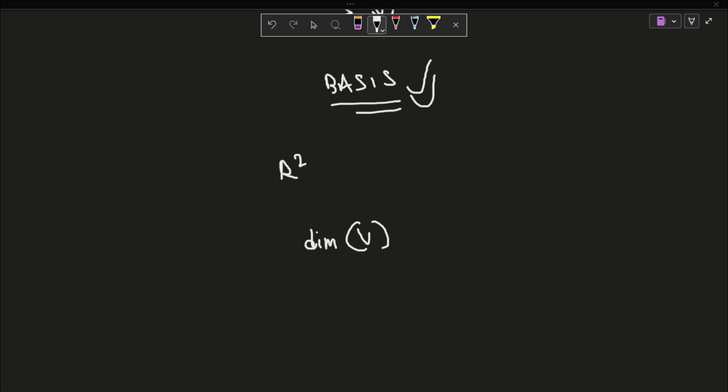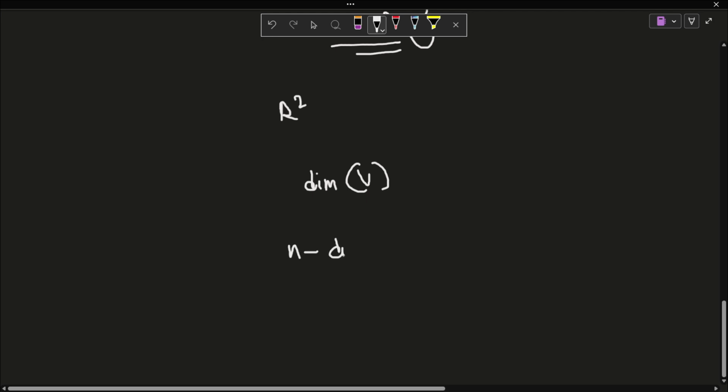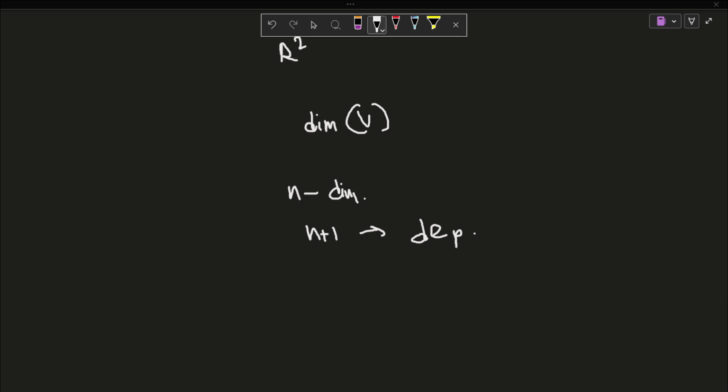Okay, and that brings us to another theorem. So if you have an n-dimensional vector space, then n plus 1 vectors equals dependent. So we're going to restate our previous theorem in terms of bases. So this is the more formal version: in an n-dimensional vector space, every set of n plus 1 or more vectors is linearly dependent.